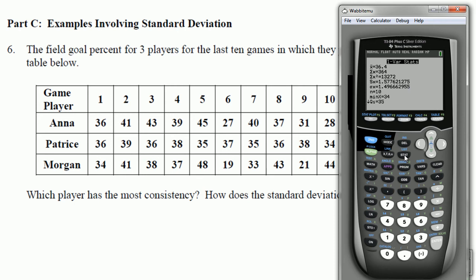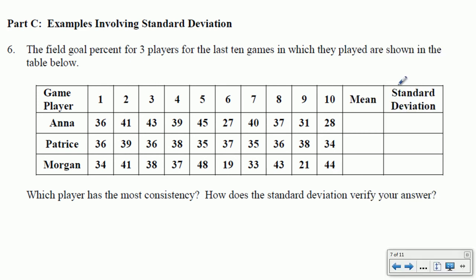And now for Morgan, we go stat, calc, make sure to select L3 this time. The mean for Morgan is 35.8, and the standard deviation is 9.0. So let's record that in the table.